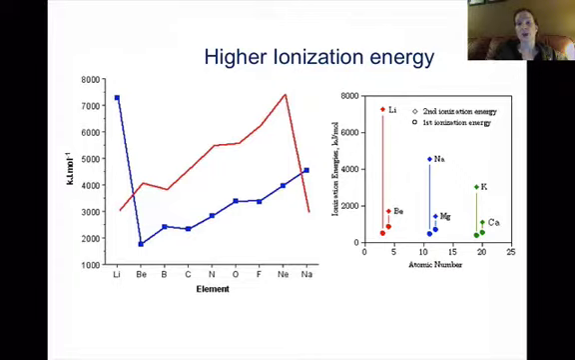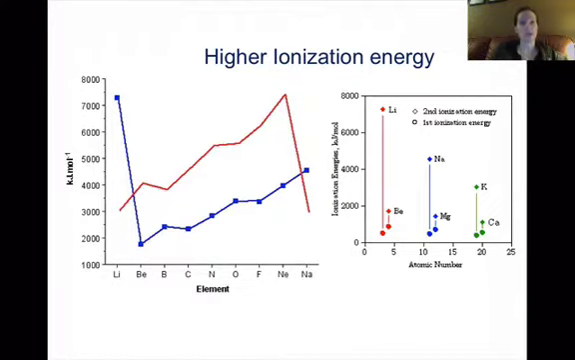So the graph on the right also shows you that this is a consistent trend. Okay, it's harder to take your second electron away from lithium, just like it's harder to take it away from sodium, just like it's harder to take it away from potassium. Okay, that first column will always have a higher second ionization energy.